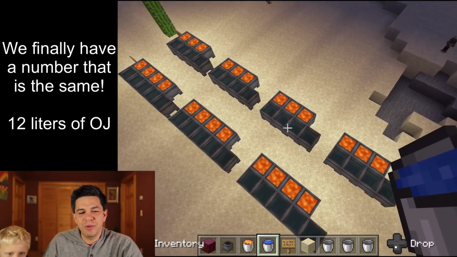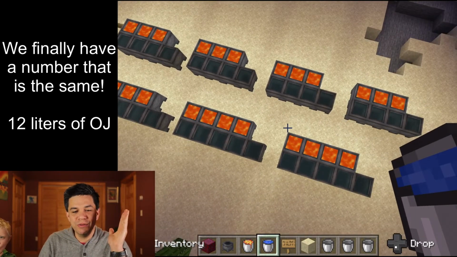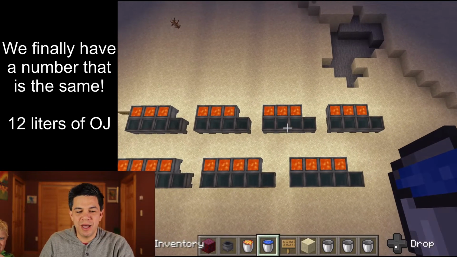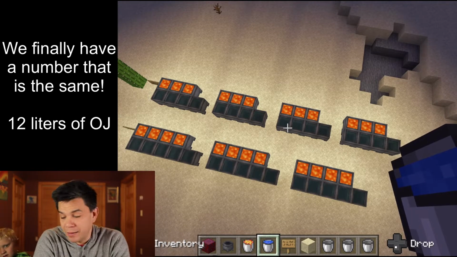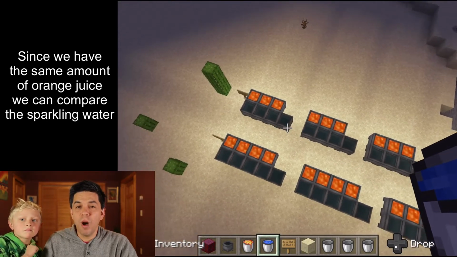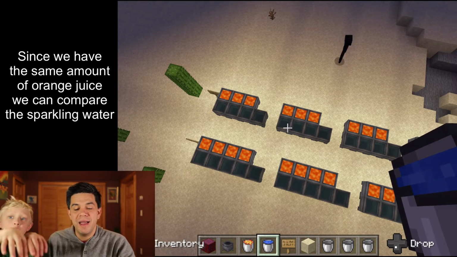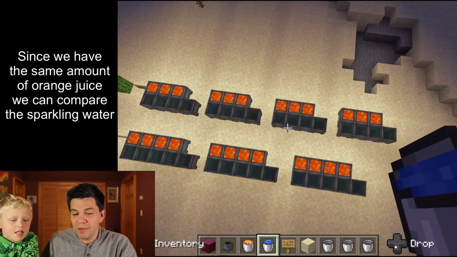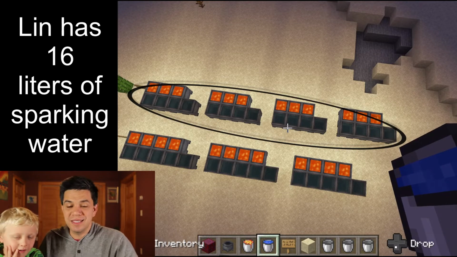This is what I want to do. So now that both Lynn and Noah have the same amount of orange juice, like if you notice, Lynn has 12 orange juice in her mixture at the top. Noah has 12 liters of orange juice in his mixture on the bottom, and we can compare how watery it is. So we know there's the same amount of orange juice in each. And let's compare the water. So for Lynn's 12 liters of orange juice, she has 4, 8, 12, and 16 liters of water.